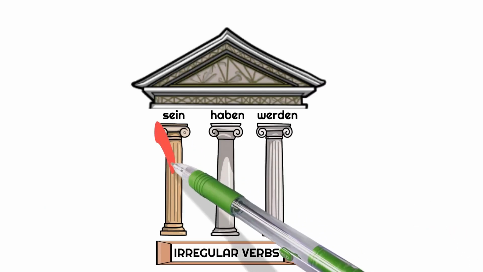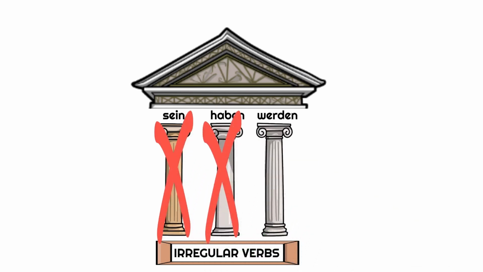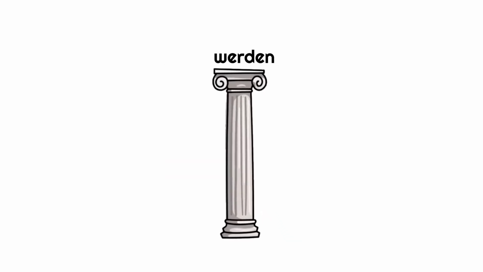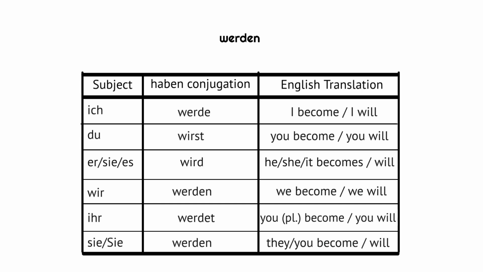Fantastic! We've secured sein and haben. Now, let's wrap up our power trio with the last essential irregular verb, werden, which means to become, but is most frequently used to talk about the future. Like haben, this verb is mostly regular, but has one crucial irregularity, a vowel change in the singular. Take a look.